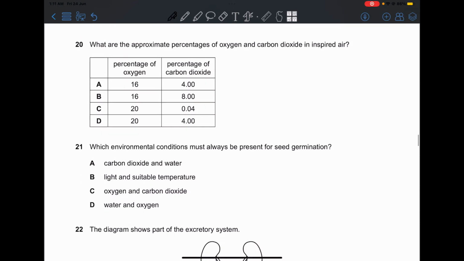Number 20. What are the approximate percentages of oxygen and carbon dioxide in inspired air? Now we know that in inspired air we have more oxygen than carbon dioxide. In the carbon dioxide there is 0.04% inhaled, and then exhaled it's going to be 4%, and the inhaled oxygen is going to be 20% and the exhaled is going to be 16%. So these are the numbers that you should know from the respiration lesson. So C is going to be our answer.